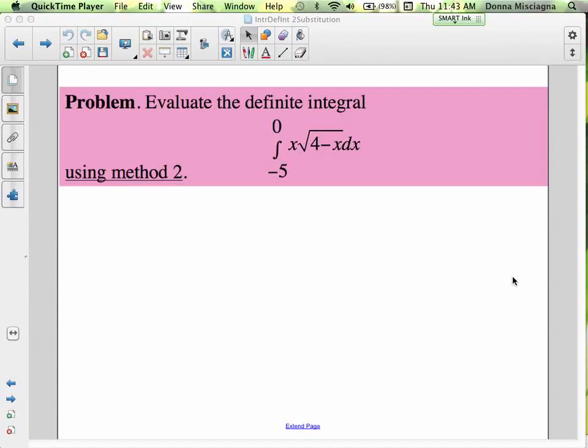All right, so we want to evaluate the definite integral here using method 2, which means we're not going to substitute back. All right, so first of all, what is u?